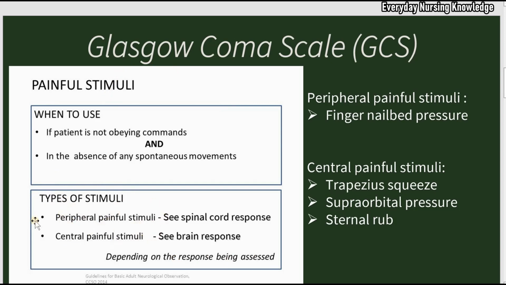In peripheral painful stimuli, you apply pain to the peripheries, that is to extremities, and you see spinal cord response. In central stimuli, you apply pain to the center of the body, and here you see the brain response. Peripheral stimuli you can assess by applying pain or pressure to the fingernail bud, whereas central stimuli by trapezius squeeze, supraorbital pressure, and sternal rub.